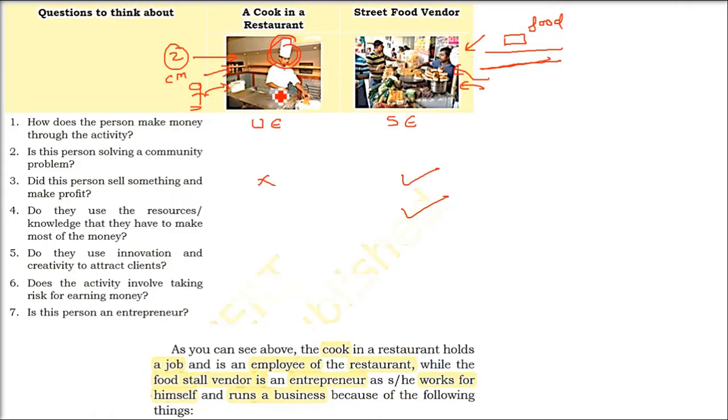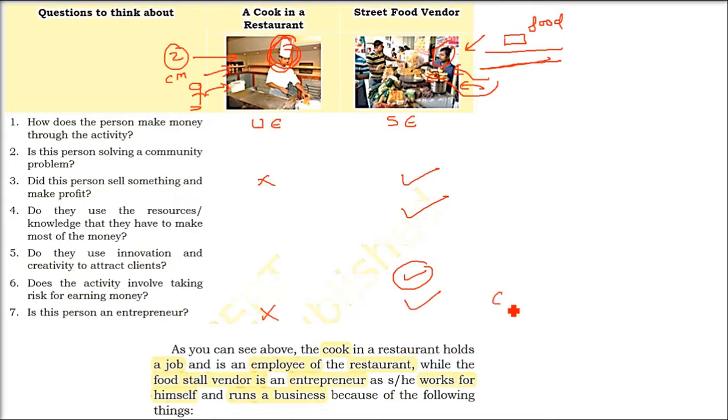Do they use innovation and creativity to attract clients? No, the cook cannot, because the taste is already fixed. That is why people are coming to this restaurant. And the street food vendor has all the liberty. He can make anything he wants, any taste he can add, right? Because he is single and has all the opportunity to do experiments. Does the activity involve taking risk for earning money? See, the cook is not taking any risk. He is just a wage employee. But a street food vendor is taking a risk. He may fail sometimes. He may get success.